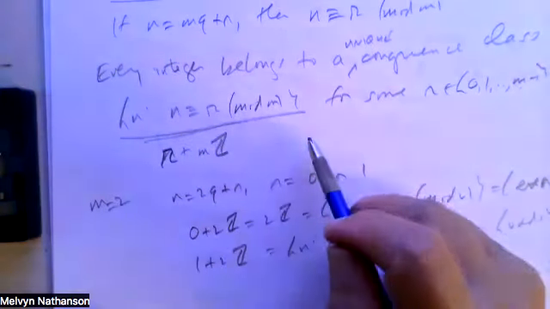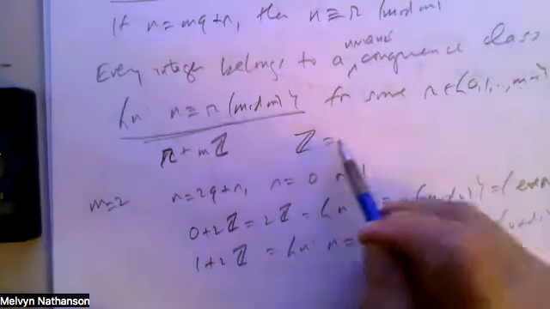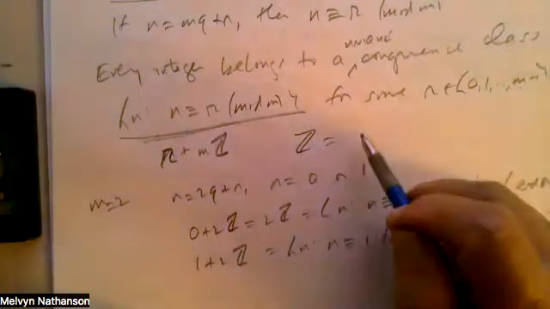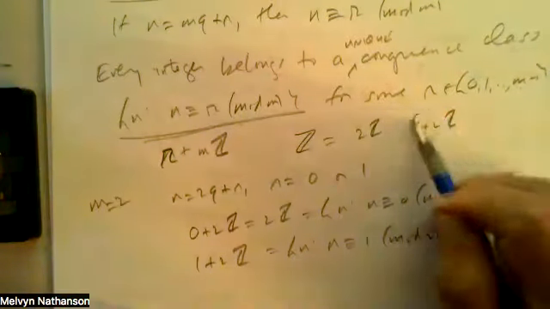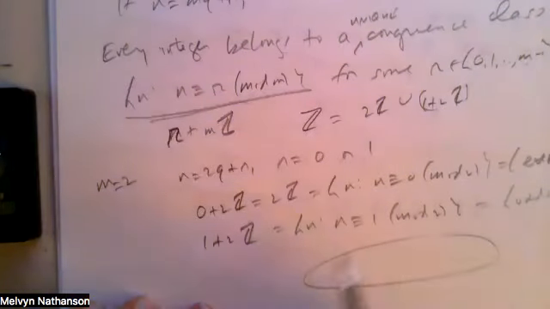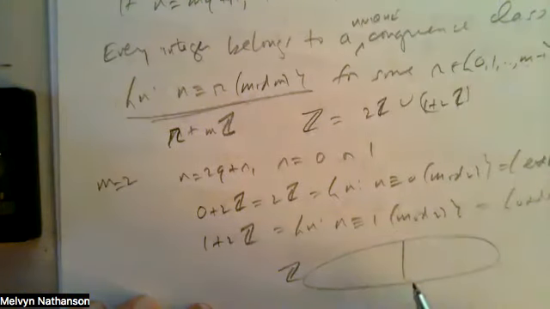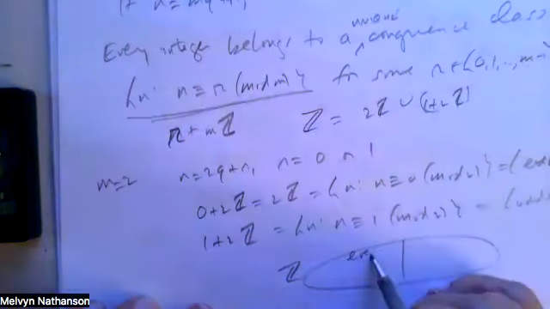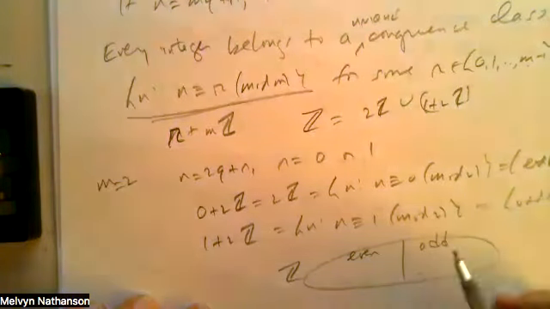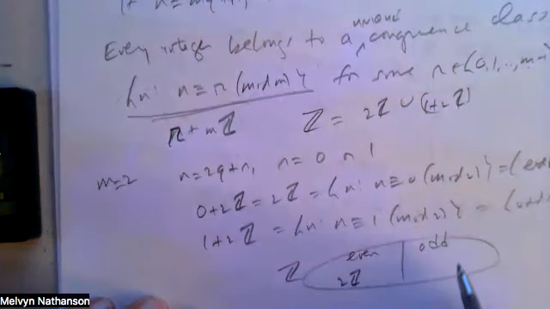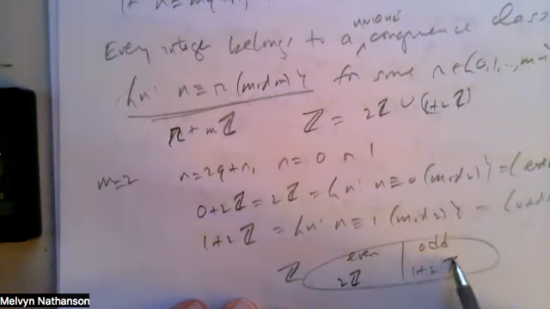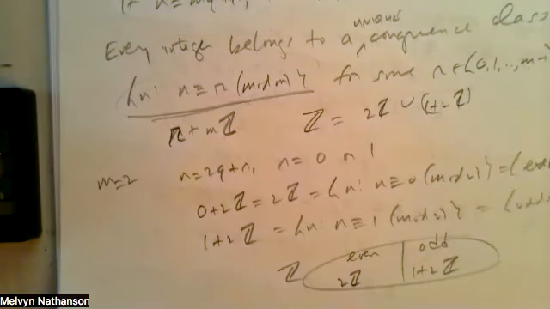And if we take the whole set of all integers, it's the union of 2Z and 1 plus 2Z. All we're saying is if you take the integers, you can divide them into two classes, the numbers that are even and the numbers that are odd. The numbers that are even are in the congruence class 2Z. The numbers that are odd are in the congruence class 1 plus 2Z.